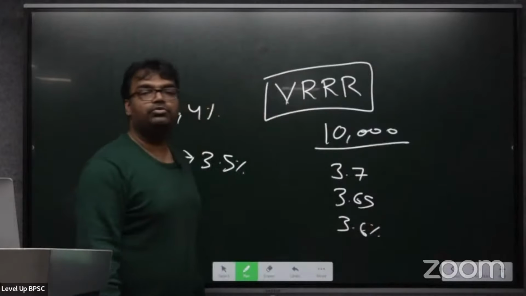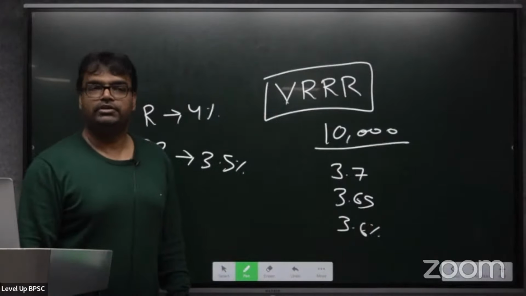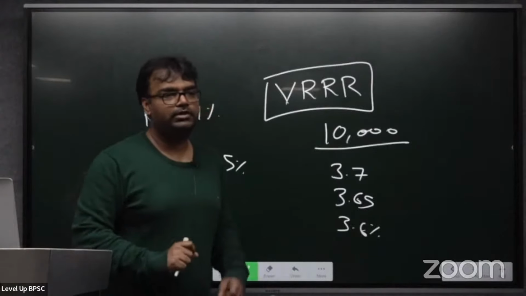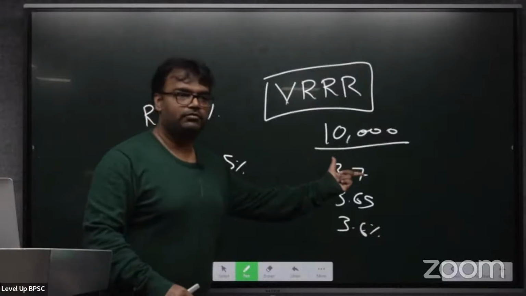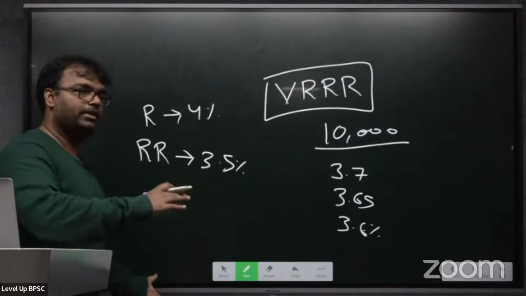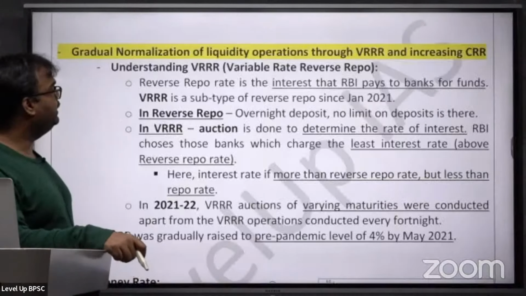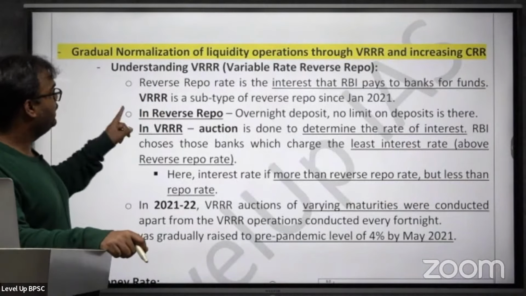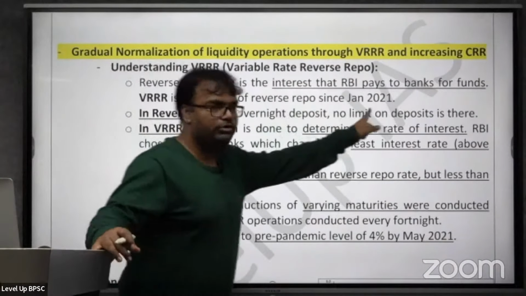Which bank would be able to deposit money with RBI? 3.6% wala. Will it reduce the money supply in the economy? Yes, in a targeted manner, without bringing in all the money back. So this is variable rate reverse repo. Reverse repo rate is the interest RBI pays. In reverse repo, it is an overnight deposit and there is no limit on deposit.